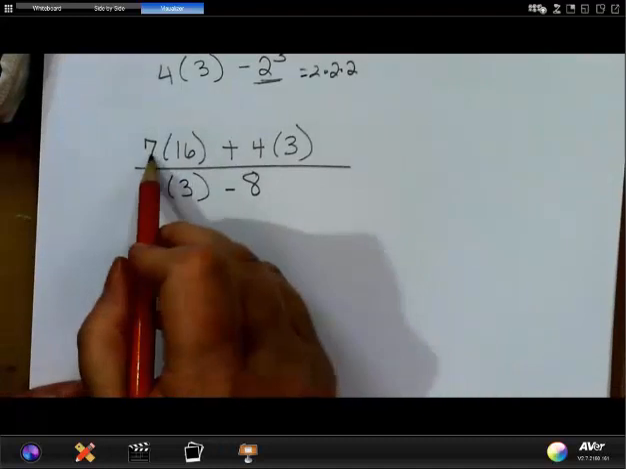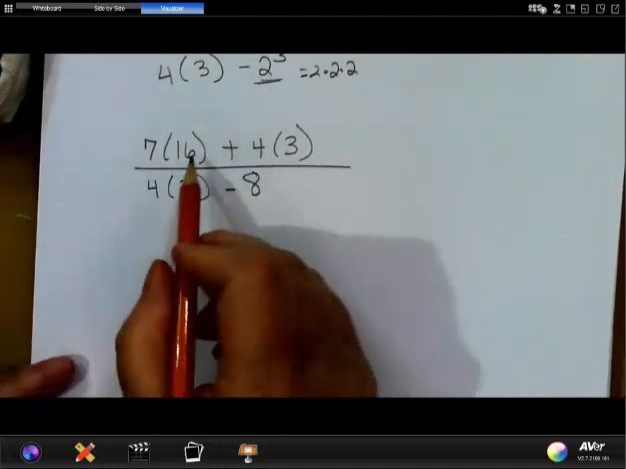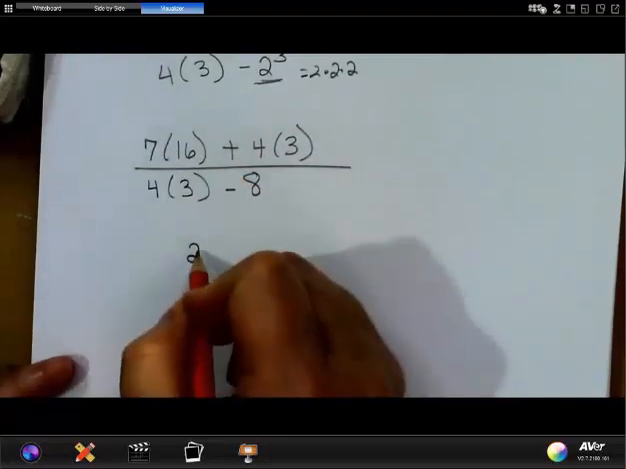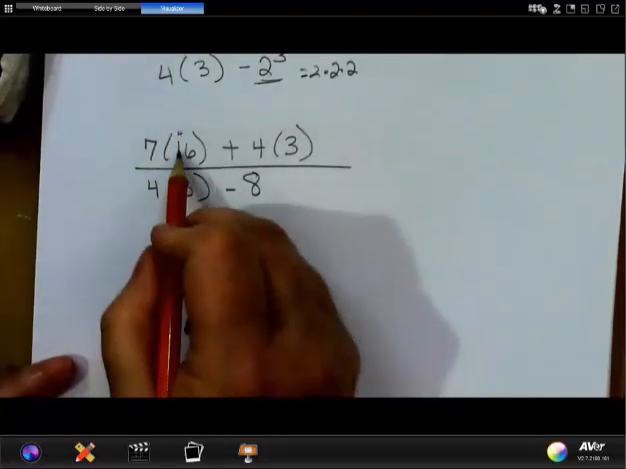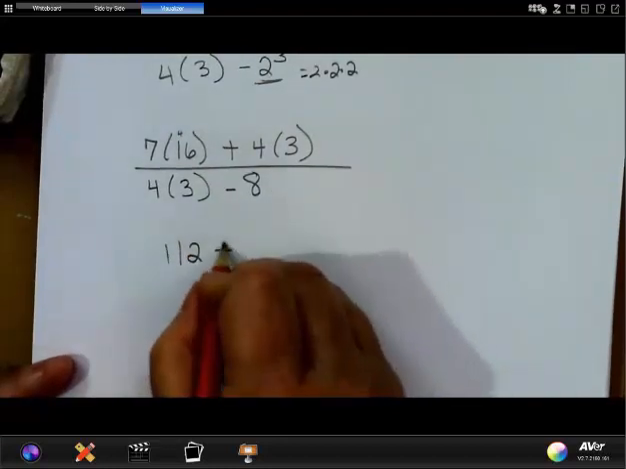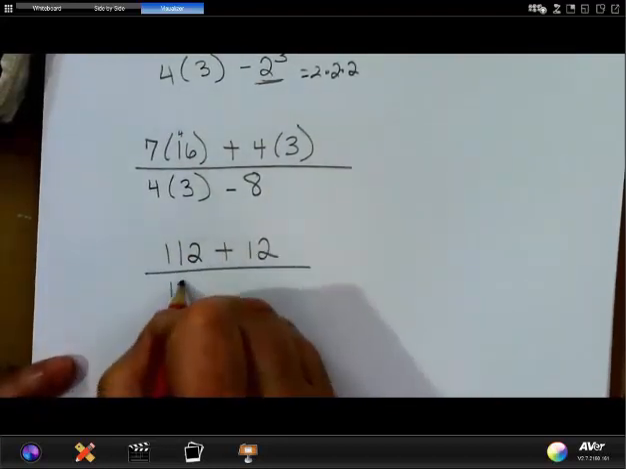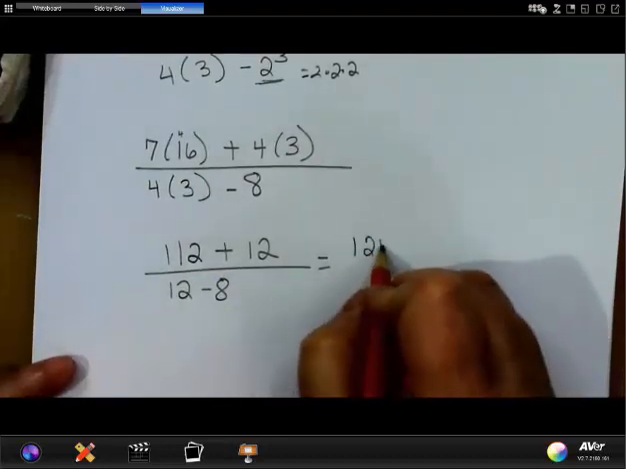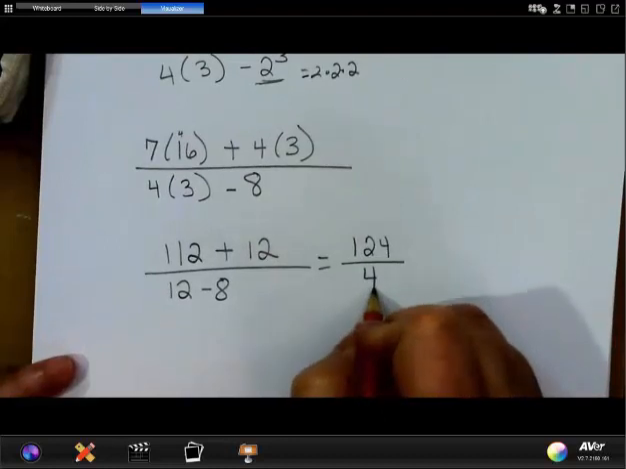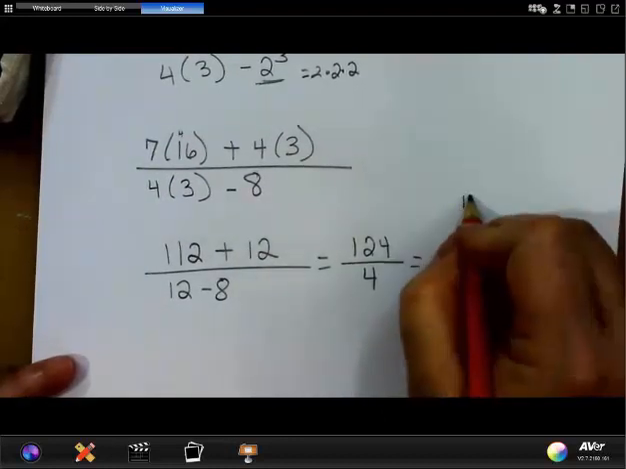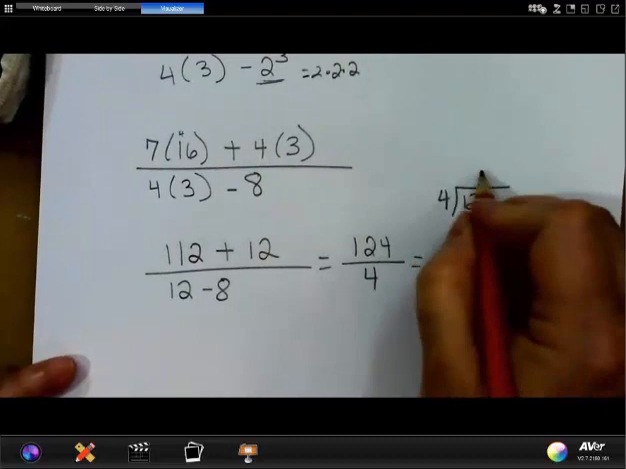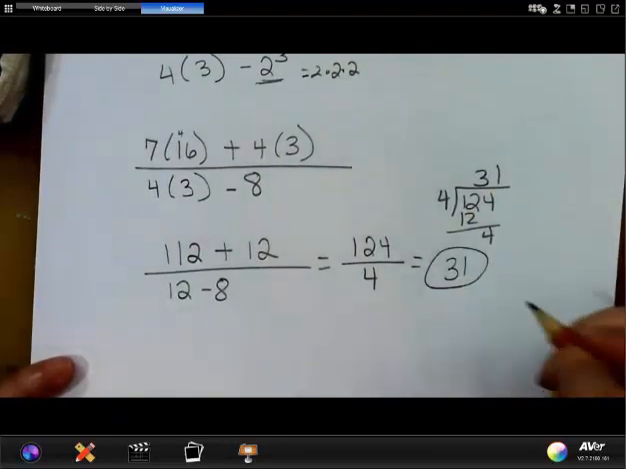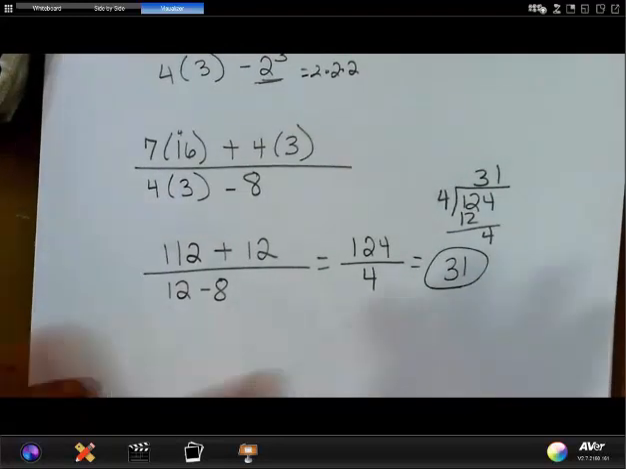All right, let's multiply. 7 times 16. 6 times 7 is 42. Carry the 1. 7 times 1 is 7. 8, 9, 10, 11. Plus 12 over 12 minus 8. So this would be 124 over 4. And then 124 divided by 4 is 31. Now I know I go fast. You are more than happy to pause as we go.